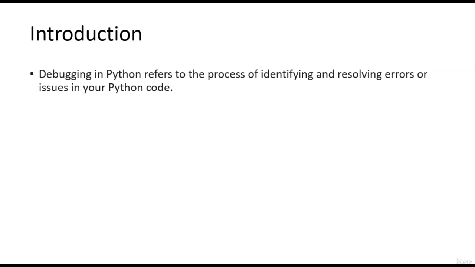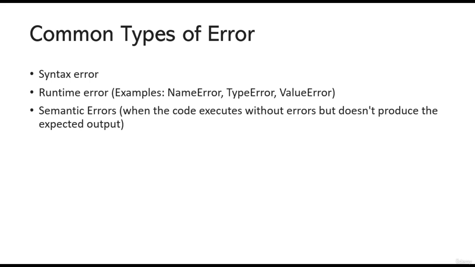Now there are three common types of errors which you can find while debugging. First, we have a syntax error: you have written incorrect syntax, so it will throw you an error. Next we have runtime errors, for example a name error, a type error, or a value error. Third, we have something called a semantic error. A semantic error basically means you execute the code without error but it does not produce the expected output. So this is called a semantic error.